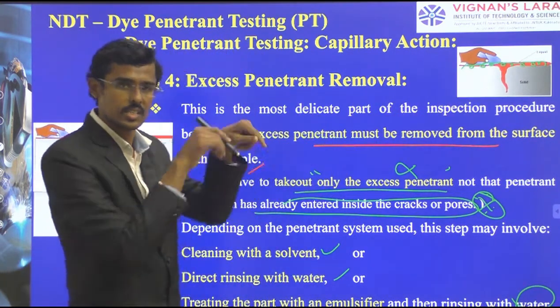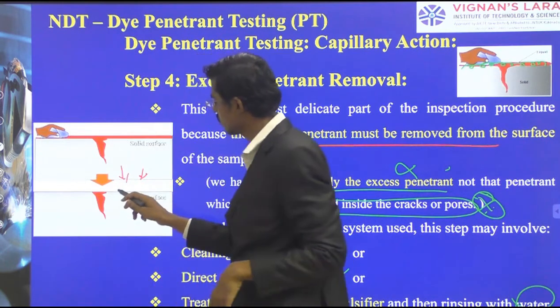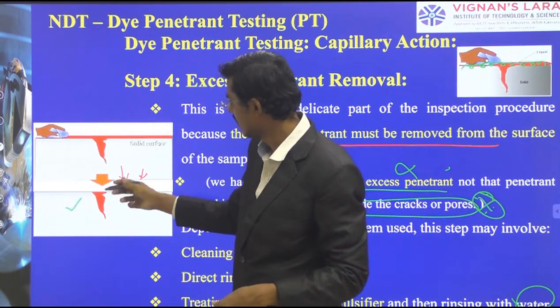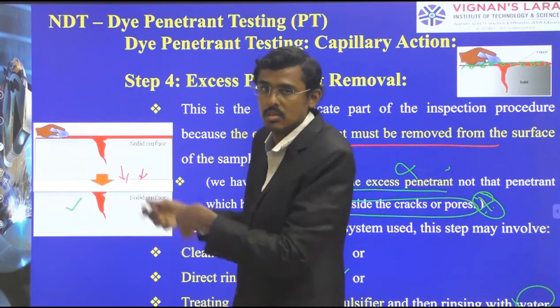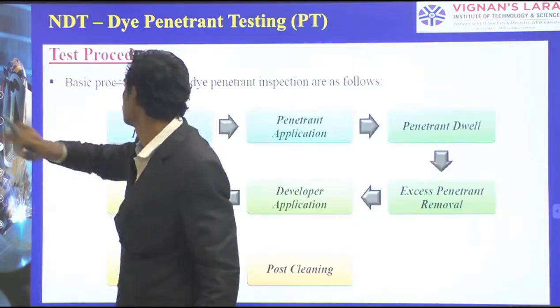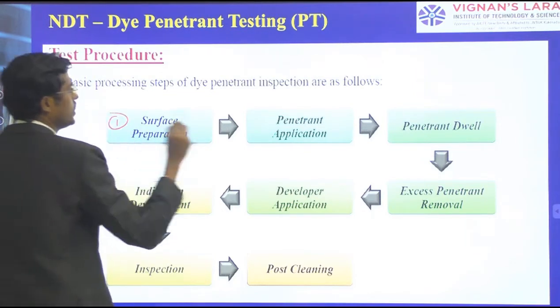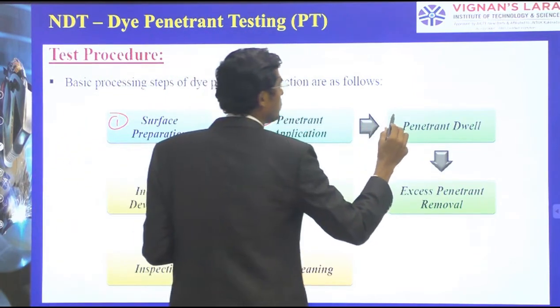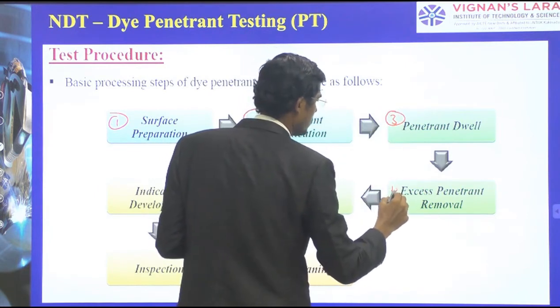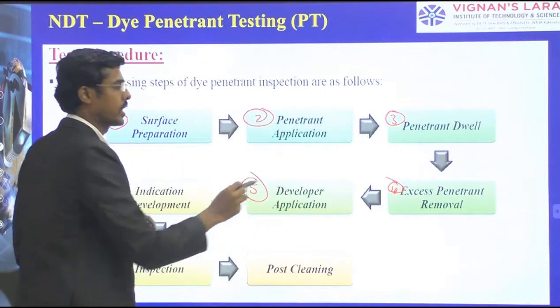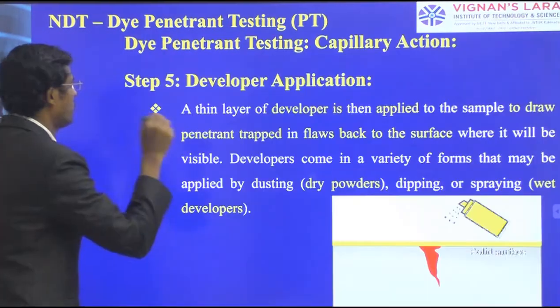So now the penetrant is inside. In this fourth step we receive the sample in such a way. Now we are going to apply the developer, and this penetrant will come out due to capillary action, and we are going to inspect. So this is completed: penetrant applied, penetrant dwelled, and the excess penetrant removed. Now we are going for the developer application.